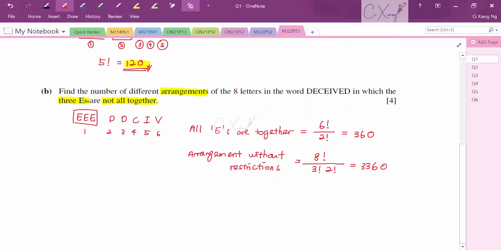And now, to get the answer for the number of ways where the 3 E's are not all together, I'm going to take the total arrangements minus the arrangements where all the E's are together. So minus 360. Therefore, we have 3000 as the answer. All right, so this is how we solve question number 1.